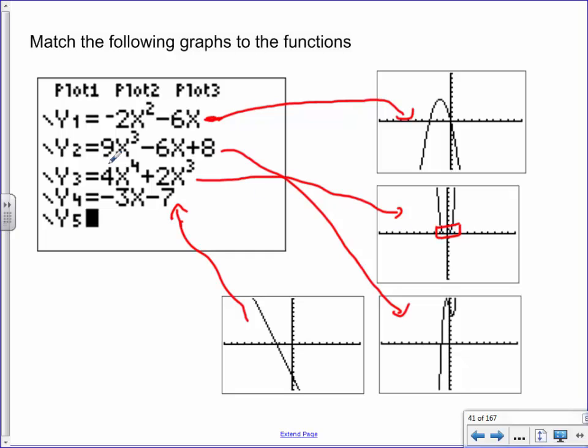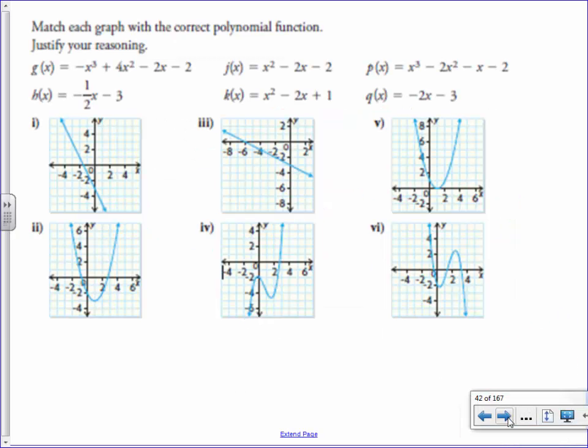Does that make sense? So it's a power of 4 because it's doing a little wave section if we could zoom in close enough to see it. So there, we got it matched. Does that make sense? Cool. Okay, what's left here?